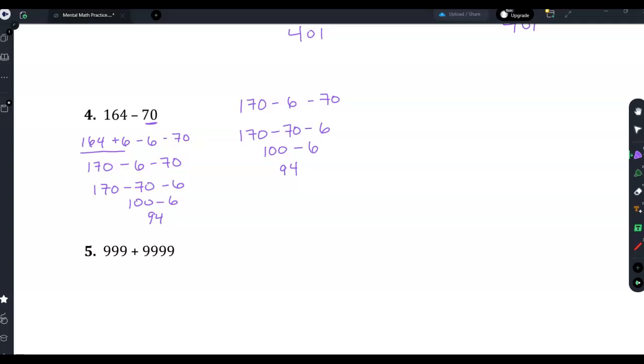This one did not come as natural to me, but another idea would be to go ahead and, instead of using 70, use 64 because that's easier, right? So it's a little tougher, I think, to keep track of, but it still works, right? So if I were to do 164 minus 64, that would give me 100, right? But then I only subtracted 64 and I was supposed to subtract 70, right? So I was supposed to subtract 6 more than I did, right? So that means that I would still need to subtract another 6 from that 100.